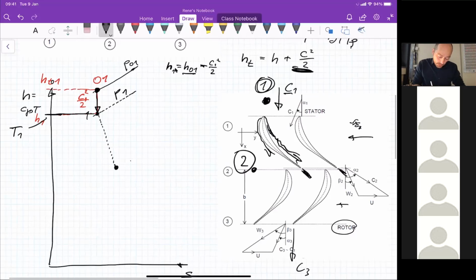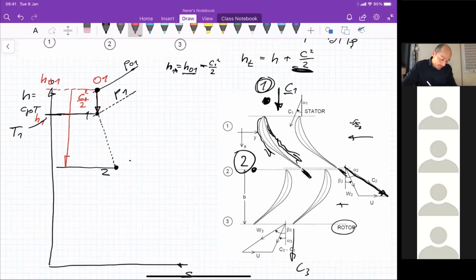So this is my point 2 now. Let's call this point 2. And now you can see here that I go from point 1 to point 2. My C2 has increased. So the kinetic energy at the outlet of the rotor has increased. So I see this point here is now my C2 squared half. And this guy here is C1.